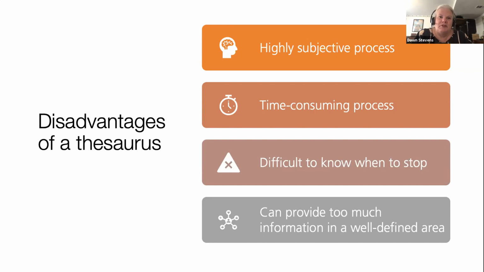Spending that time and really thoroughly defining that can be more than you have planned or budgeted for. It can also be difficult to know where to stop, right? All sorts of things that we could do, all sorts of relationships that we could build. And so where do we stop doing that? To the point that we can ultimately provide too much information, especially if we have a very well-defined area. We may not need to go this far, right?